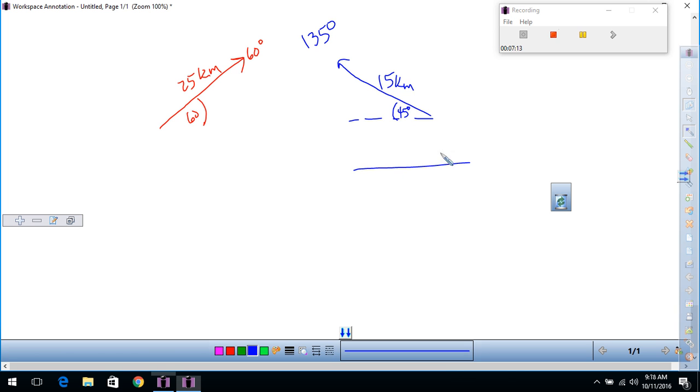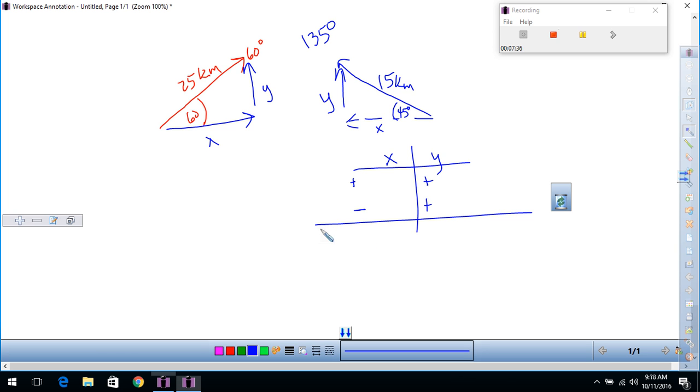Okay, I tell my kids to make an XY chart. I'm not sure what your teacher's going to want. And then I tell them here's an X and here's a Y. They're both positive because you're in quadrant 1, so put those in your chart. Here's an X, here's a Y. This is a negative X and a positive Y. And then I tell them show your work because it's very easy to make a mistake, and I can give you partial credit if I can follow your work.